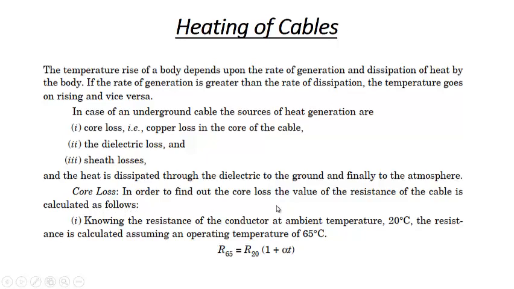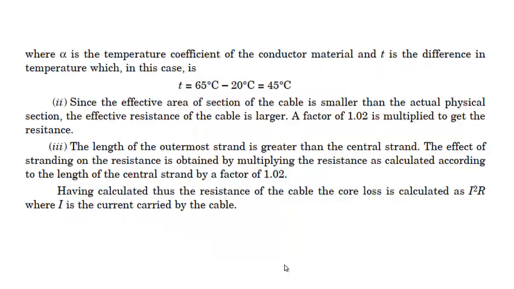In order to find out the core loss, the value of the resistance of the cable is calculated as follows. Knowing the resistance of the conductor at ambient temperature, usually we know the resistance of the conductor, usually aluminum or copper, at 20 degrees centigrade, we can calculate the resistance of the copper or aluminum at any temperature, and we also know its value of temperature coefficient, that's alpha.